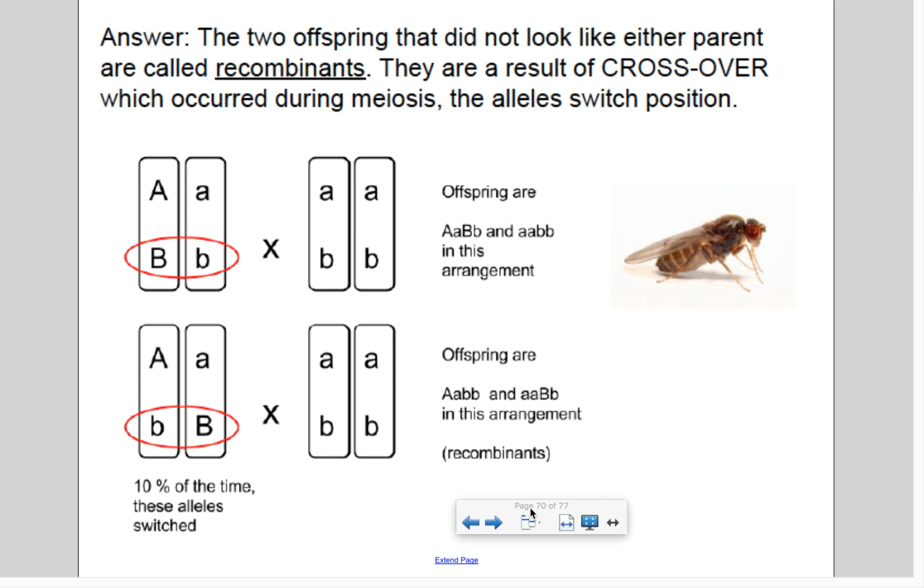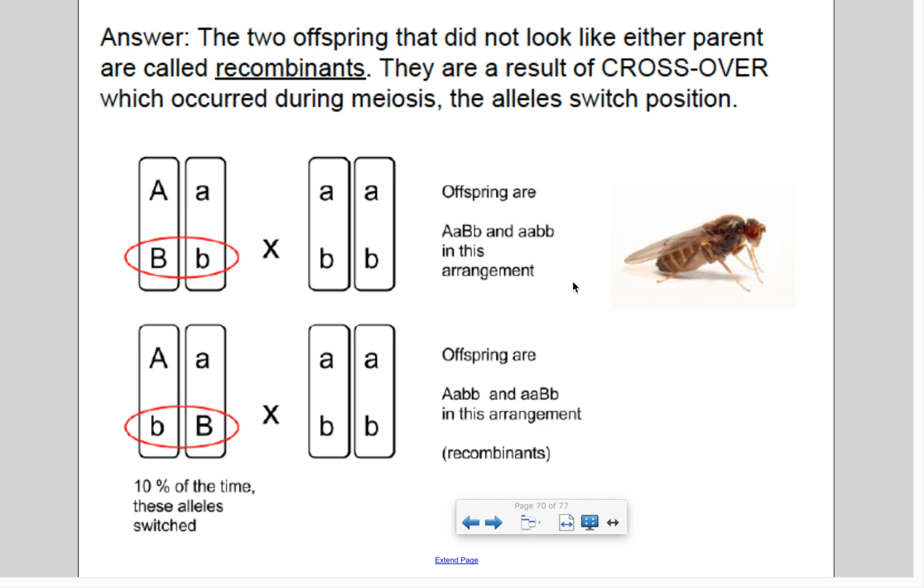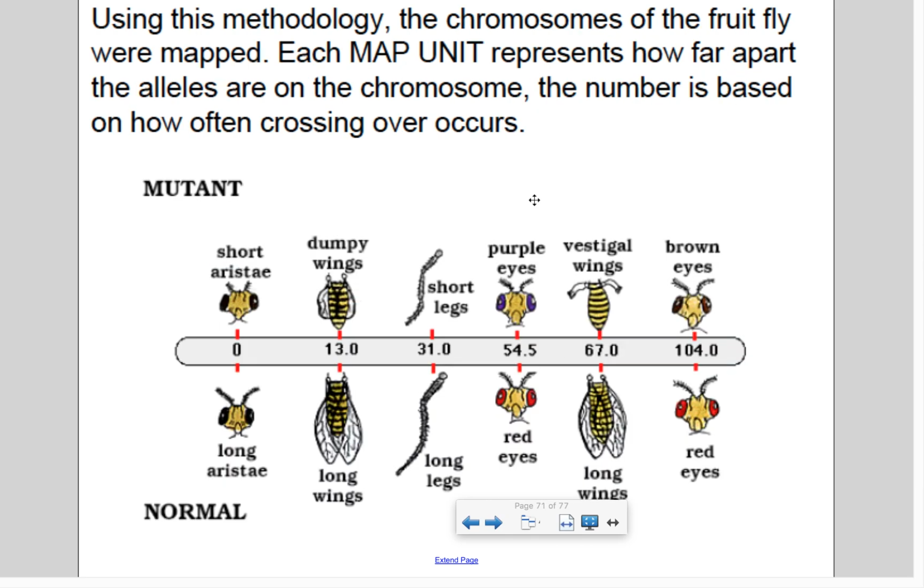So here we have the cis arrangement, but they can cross over and swap sides. Okay, and he noticed that 10% of the time these alleles did switch. And if I look back at the data, he observed 10% of the time these weird arrangements. And so I'm going to go back to this, but how did they figure out crossing over and map units and all that? They had to look at the recombinants and the percentage of recombinants that appeared. So using this methodology, chromosomes of a fruit fly were mapped.